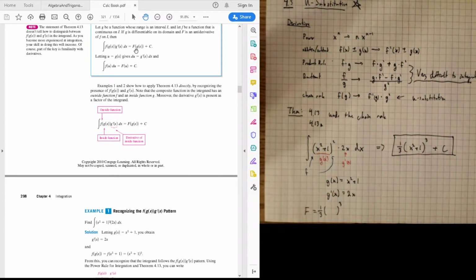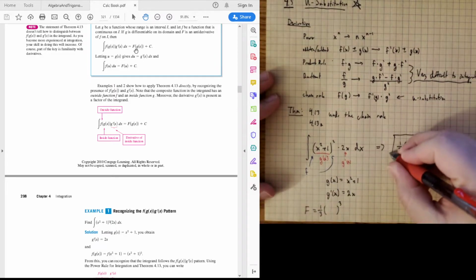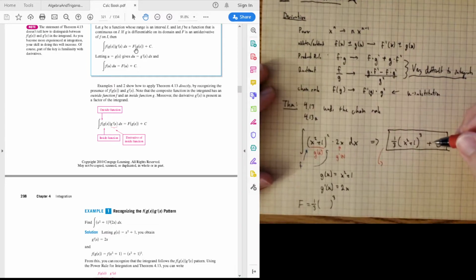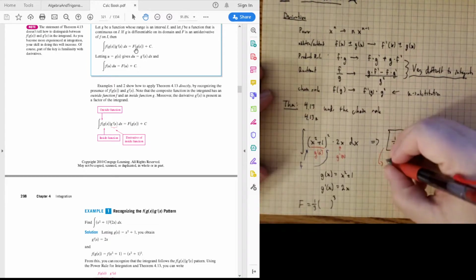How do I know this worked? Like, Mr. Douglas, this seems silly, like you just pulled some magic out. Well, I can actually take a derivative and prove that what I did works.